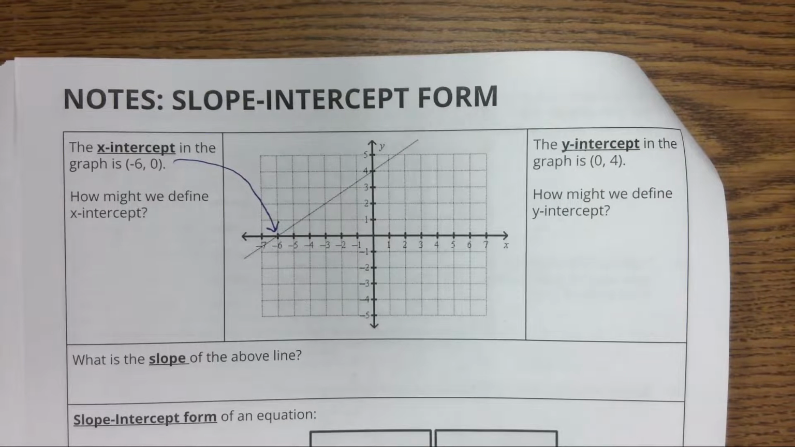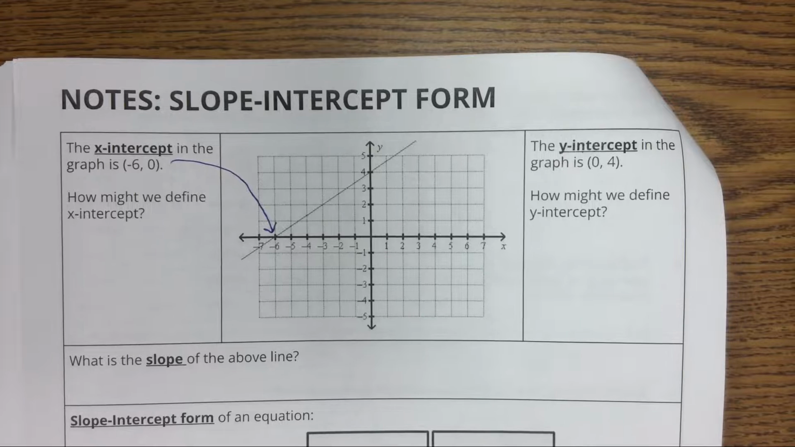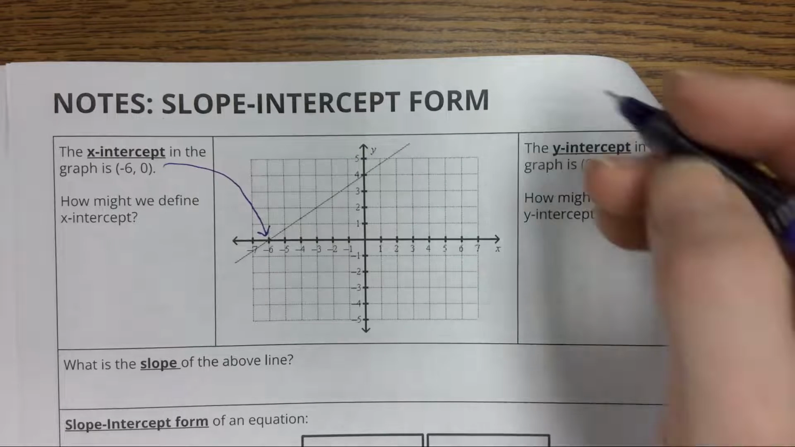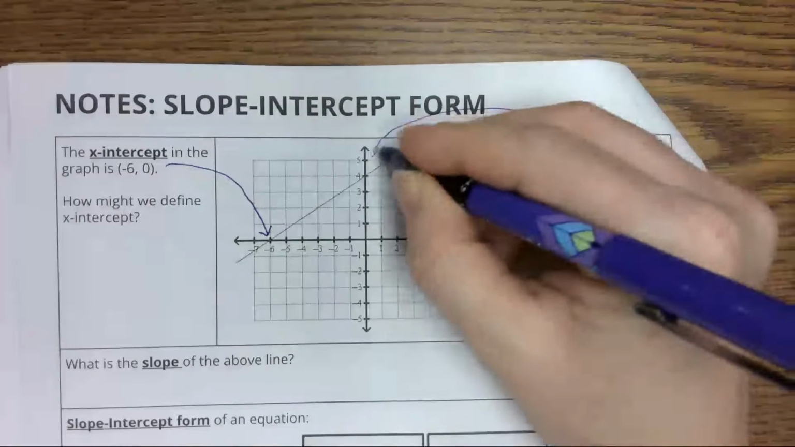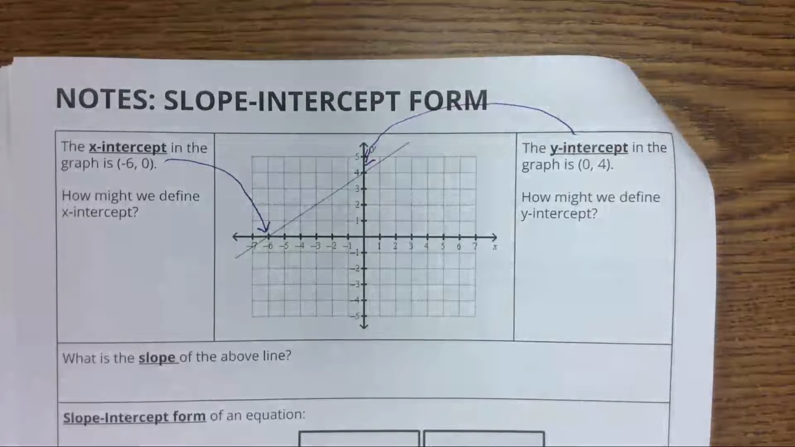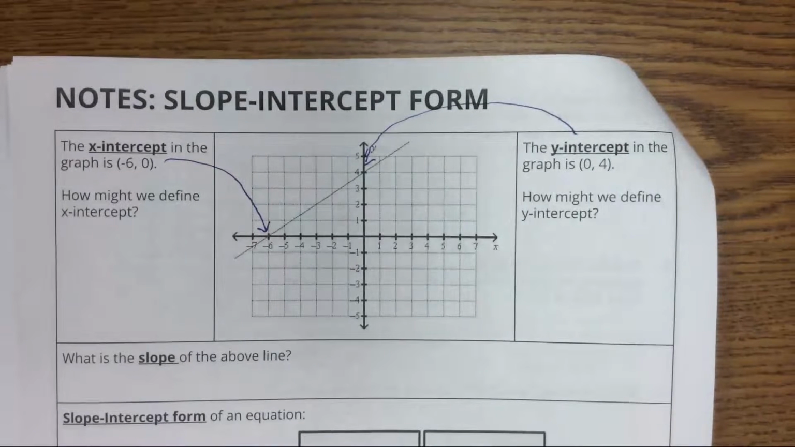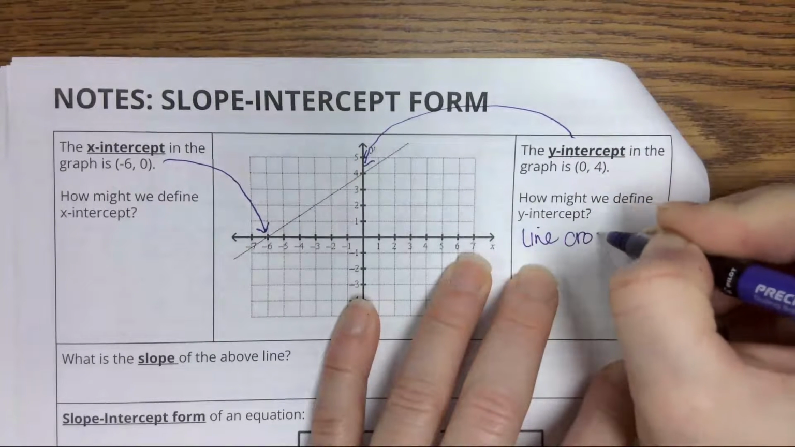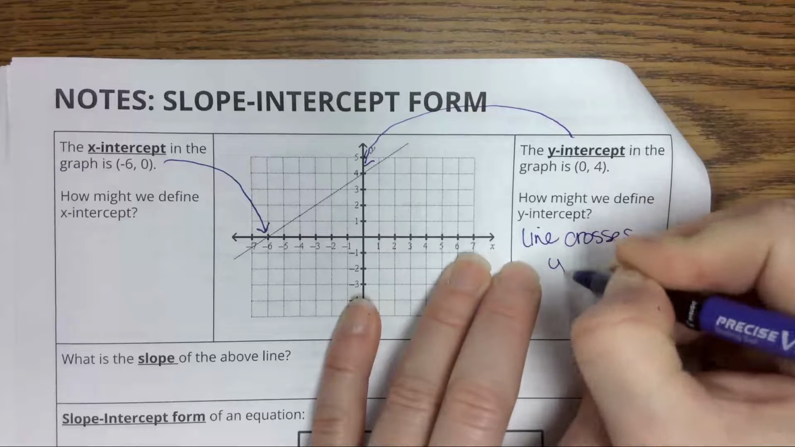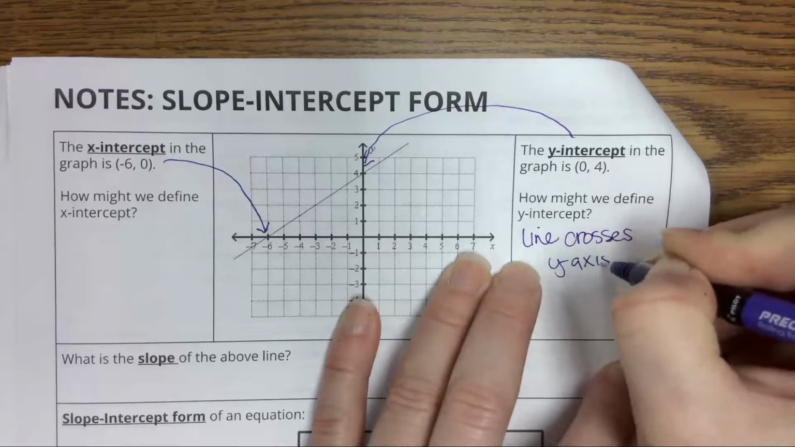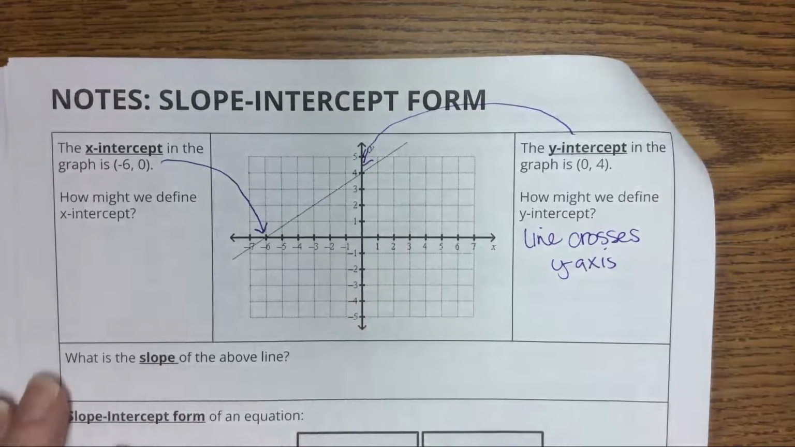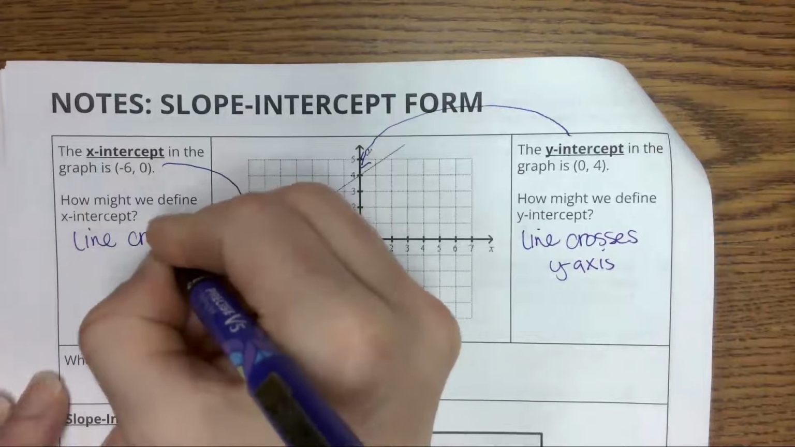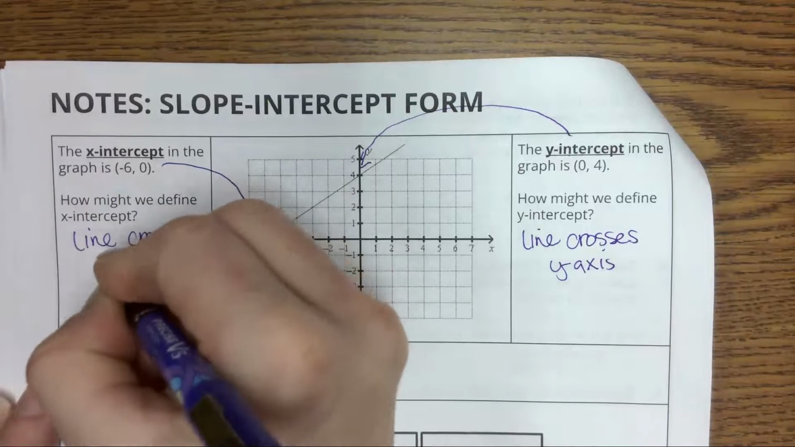Or where does the graph or the line touch the y-axis? 4. So the y-intercept is 4. So I'm going to write, this is where the line crosses the y-axis. This is where the line crosses the x-axis.